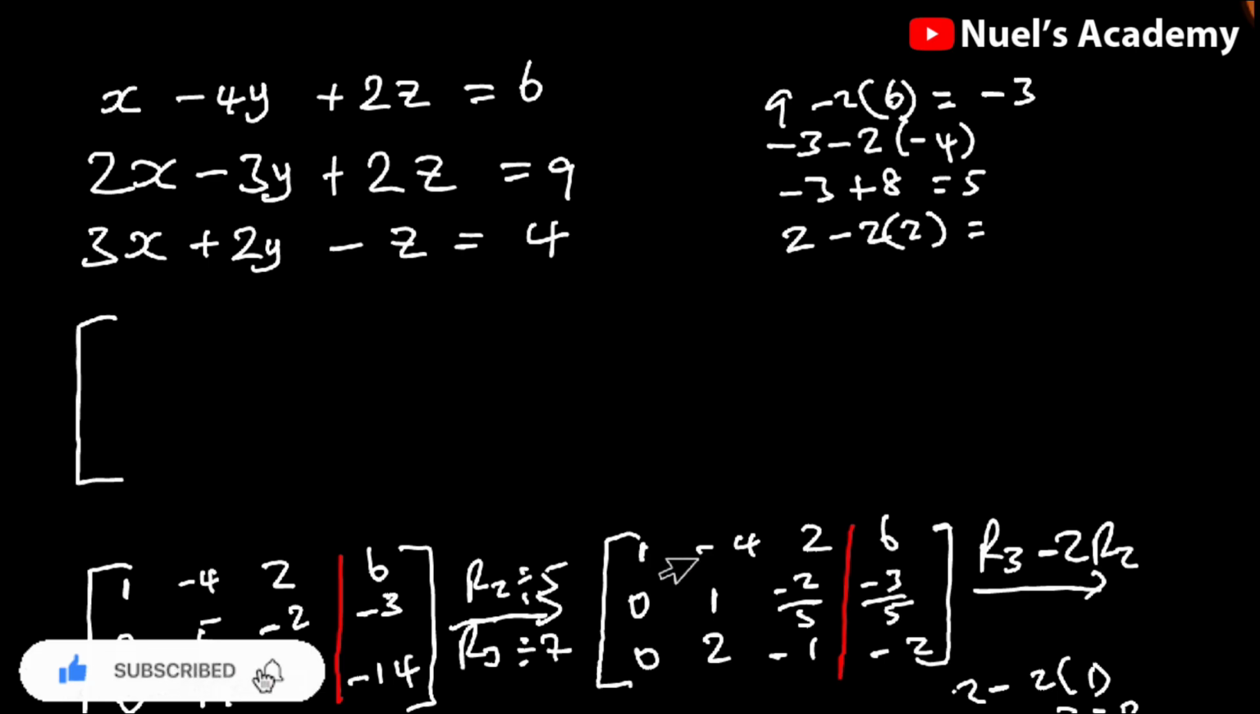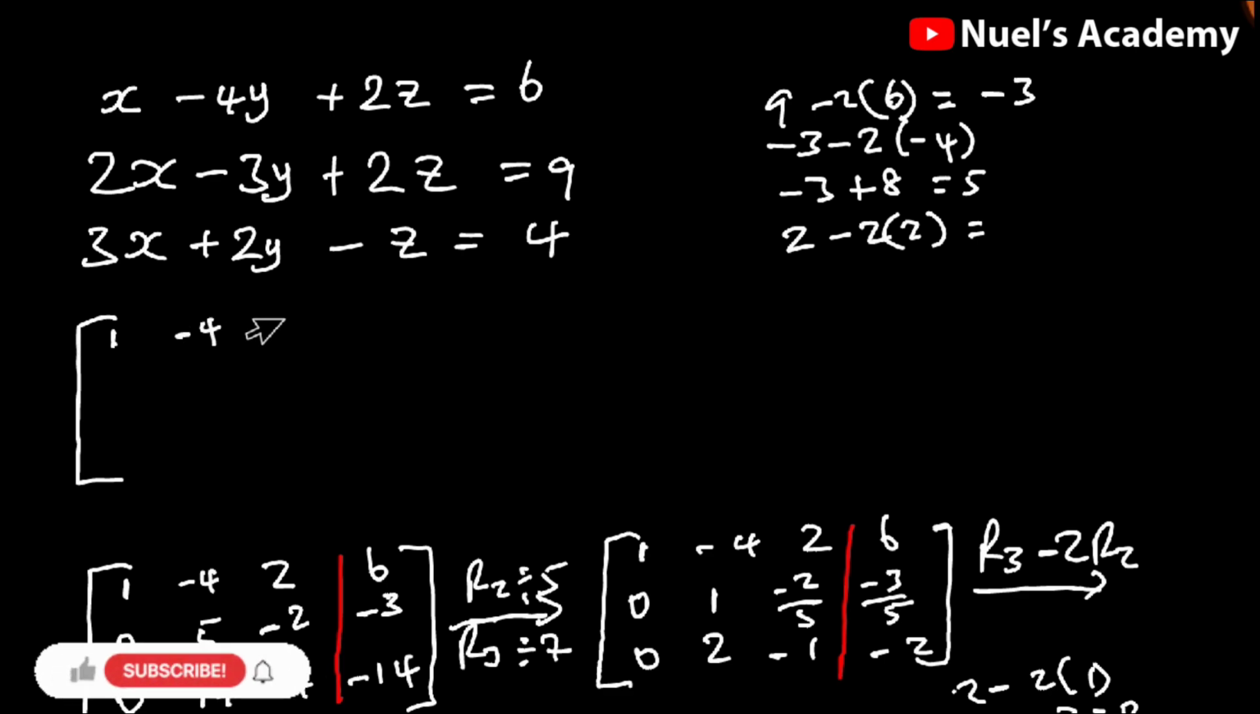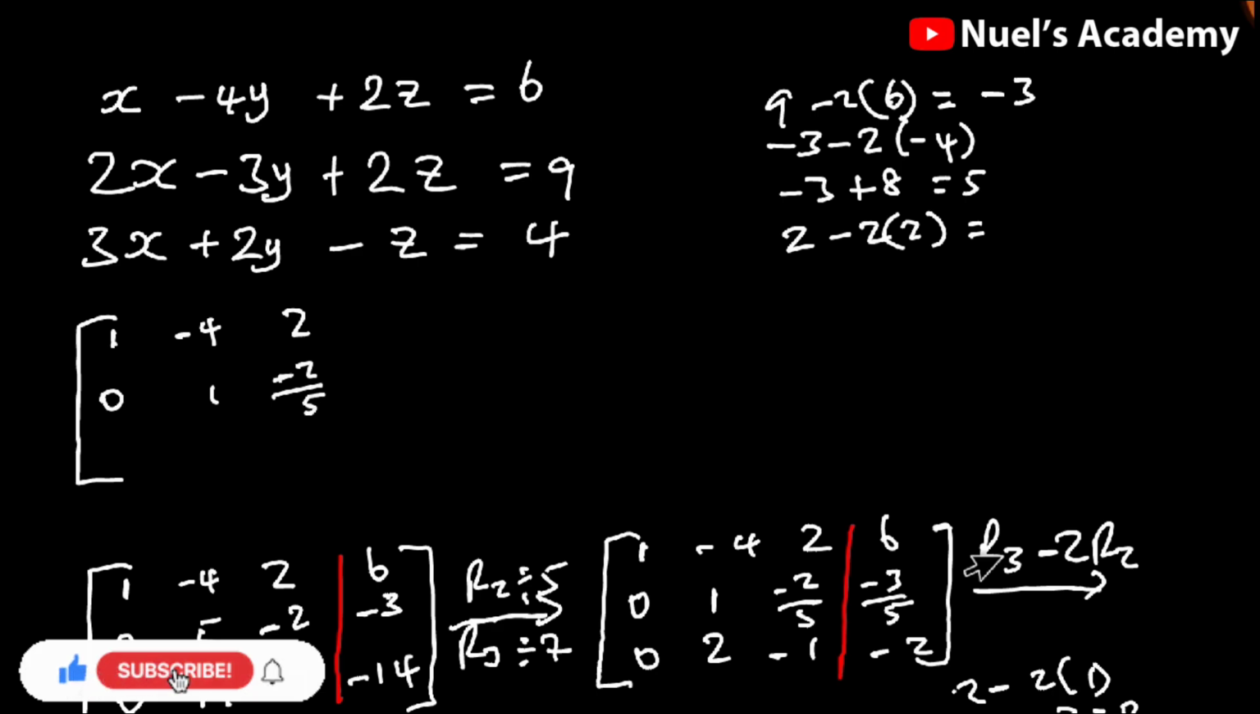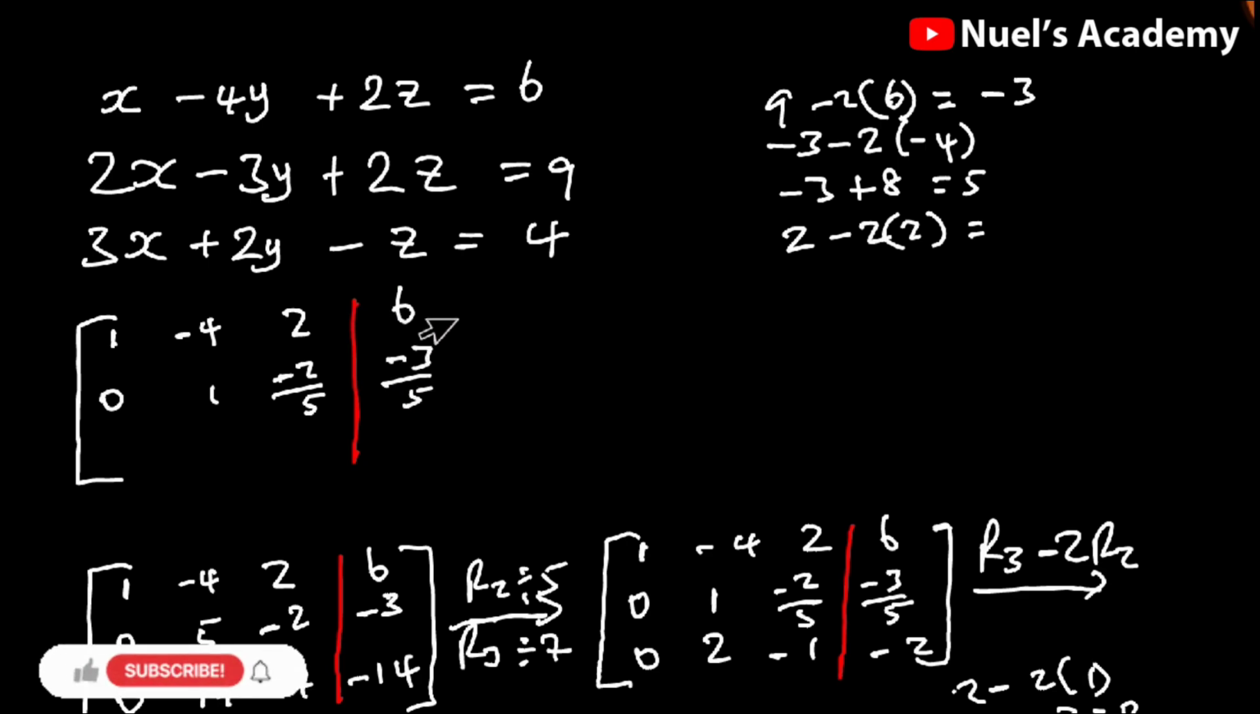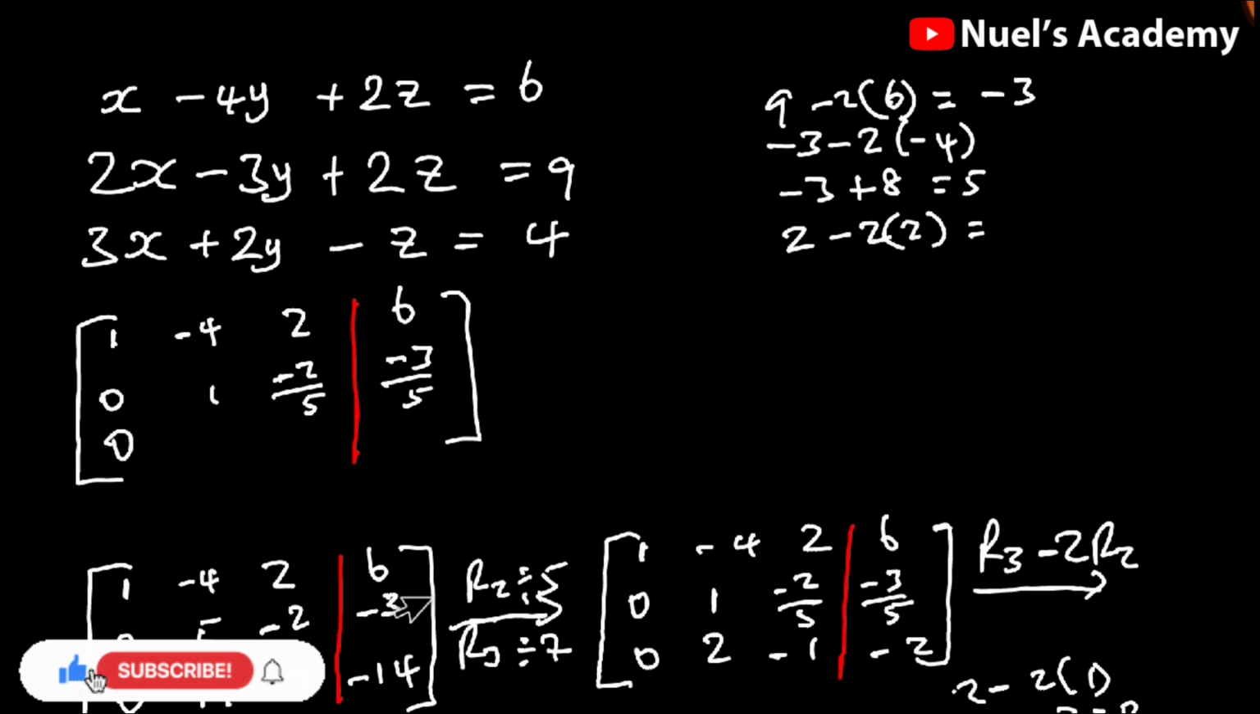So here row 1 and row 2 didn't change, so let me rewrite them. We have 1, negative 4 and 2. We have 0, 1, negative 2 over 5. And we have 6 and negative 3 over 5. So here we already have 0 here because this one did not change.